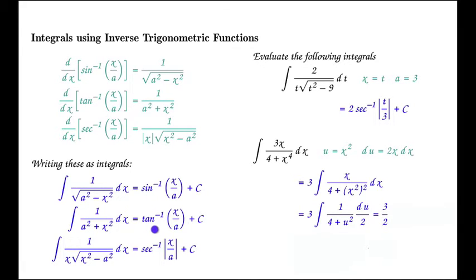So u will be exactly x, and 4 is a squared, so a is equal to 2. Substituting those values in, I get the inverse tangent of u over 2, plus my constant of integration. Now, because I did an actual u substitution here, I need to transform back into my original variable. Notice I started in x, I should end in x. So this gives me the answer 3/2 inverse tangent of x squared over 2, since u is x squared, plus c.